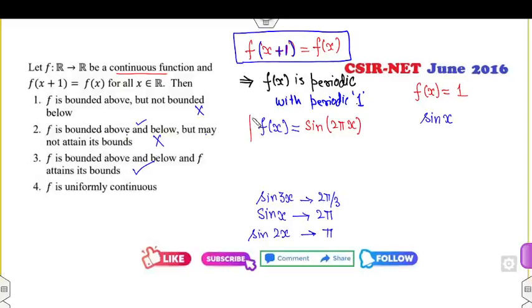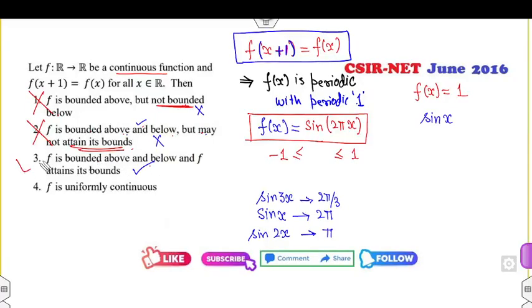Now if you have a function like this, what is the bound above? This function lies between 1 and -1. Again, it said not bounded below, but it is bounded below. Again this option is cancelled. F is bounded above and below, but may not attain its bound, but it always attains the bound. So this option is also cancelled. F is bounded and attains its bound. Fine. Next, F is uniformly continuous.